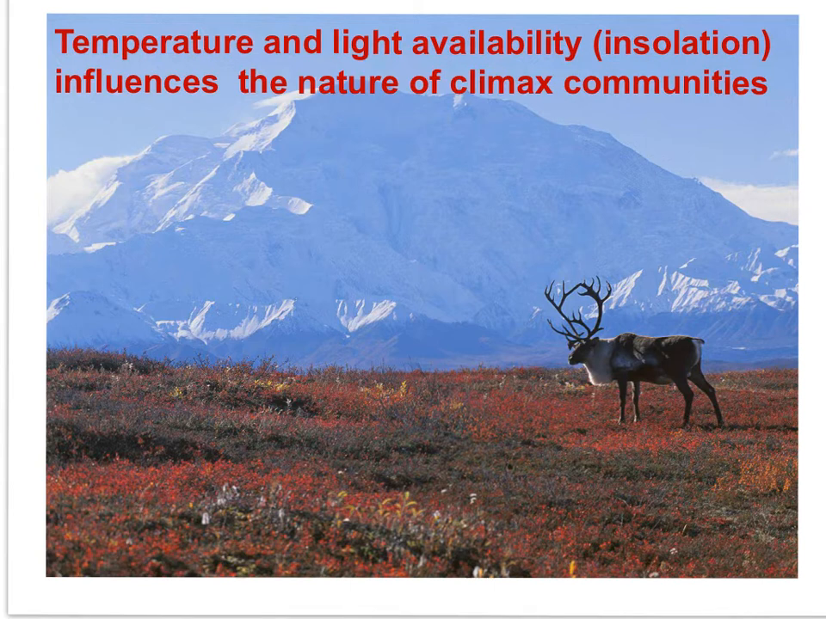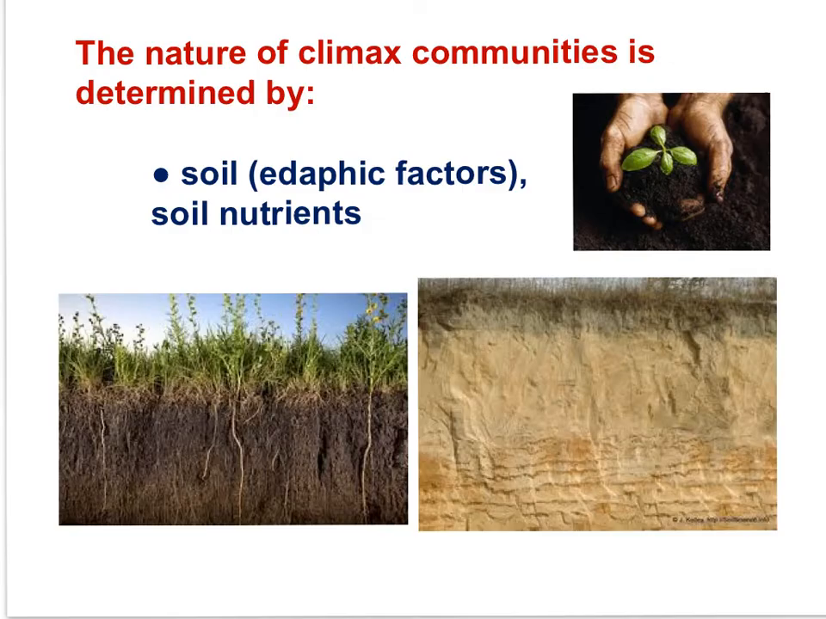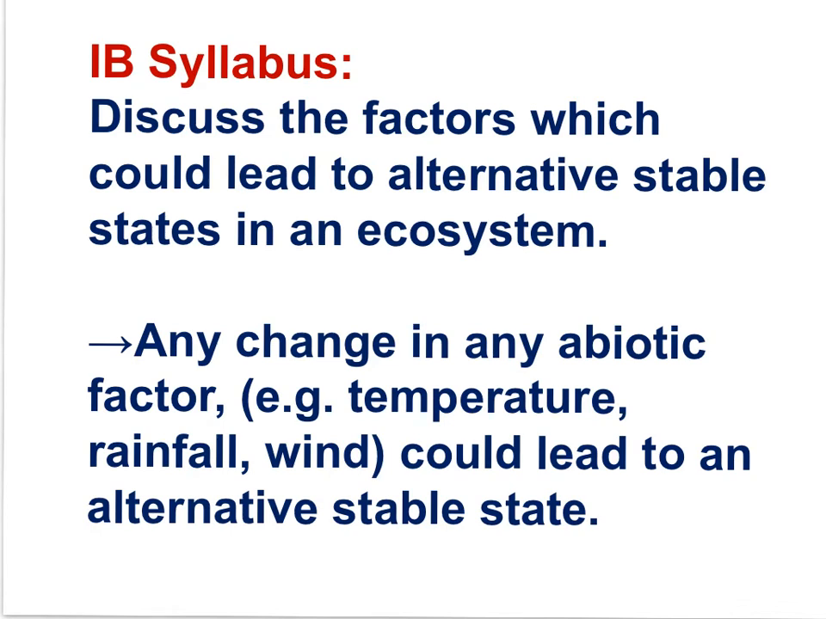This is the taiga biome in polar regions such as northern Canada, Scandinavia, and Russia. In the winter, light levels and temperatures are low. Local soil conditions, depth and nutrient level, and the particle type, sand or clay by way of example, all influence the nature of climax communities. Now it's important that you understand that if any of the abiotic factors I've described here were to change, this could lead to alternative stable states in an ecosystem.